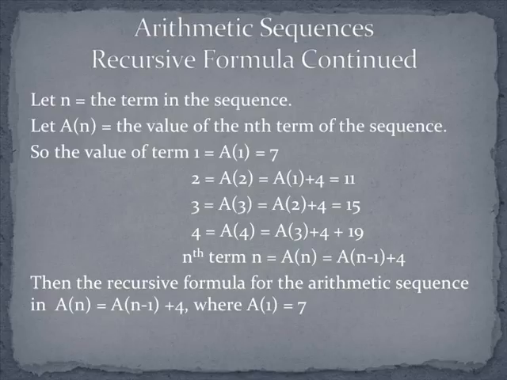The nth term, a sub n, equals a sub n minus 1 plus 4. Then the recursive formula for the arithmetic sequence is a sub n equals a sub n minus 1 plus 4, where a sub 1 equals 7.